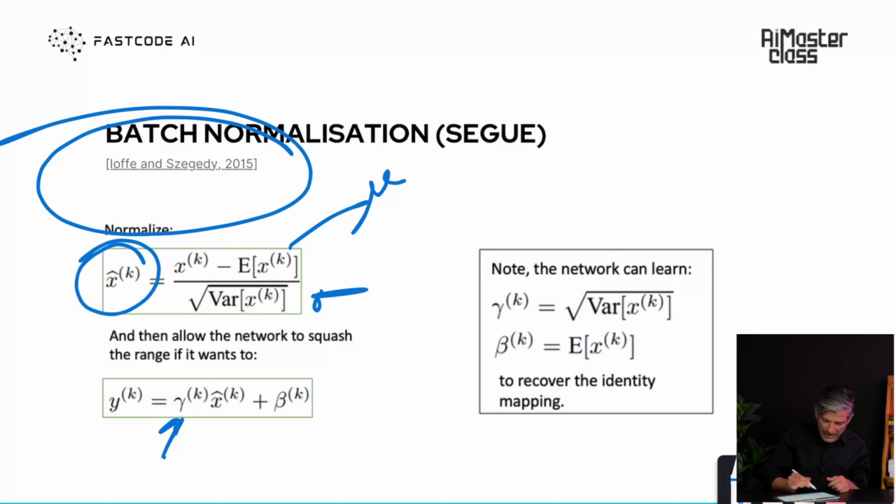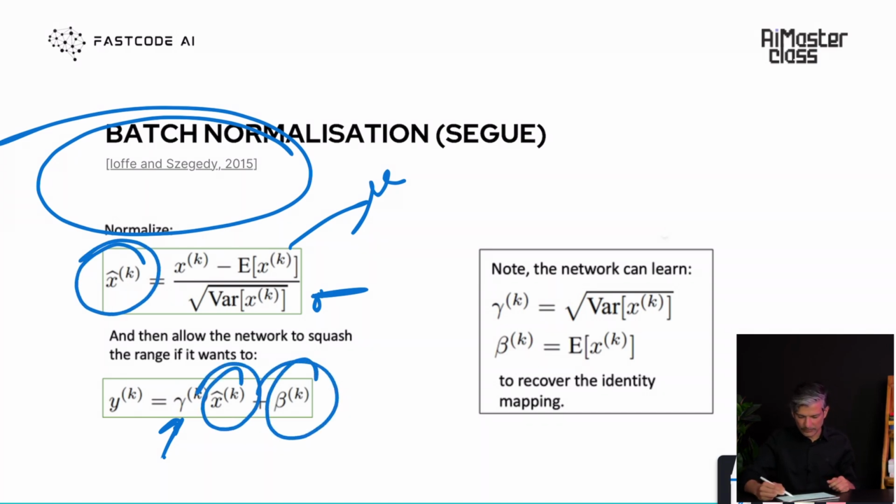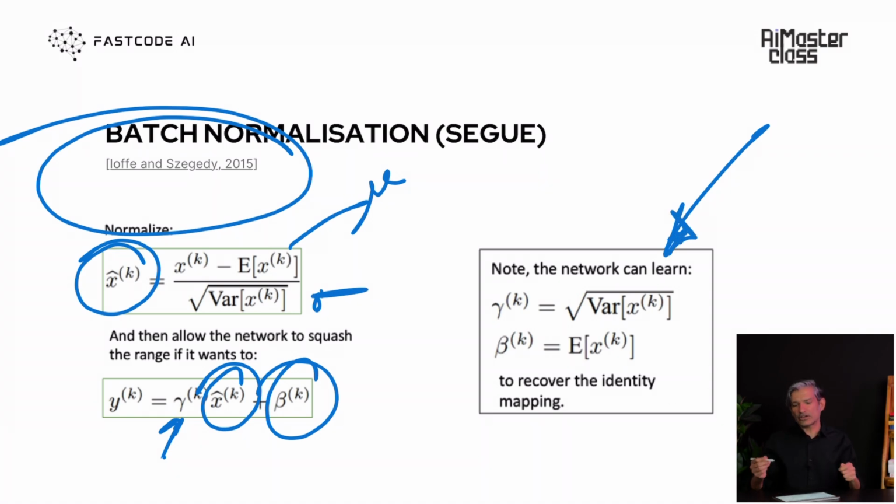So this is your x hat k, and then you can again have these learnable gammas and betas, right? And this can recover the identity. If you didn't want to change the activation at all, you can learn gamma and beta such that they undo the subtraction of the mean and standard deviation, right?